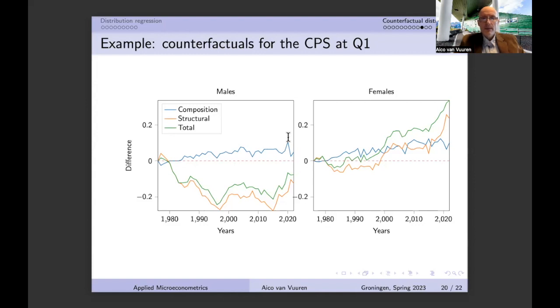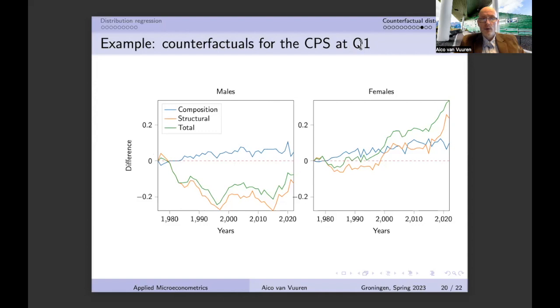So that means that if it would have been only for the composition, then men should actually have earned, over this whole period of time, including right now, more in real terms than in 1976. The question, of course, arises, why was that the case? Well, this is completely related to the level of education.